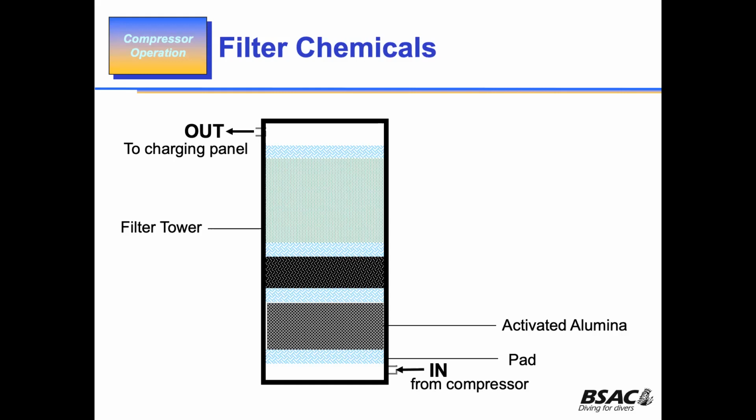I do know. Activated alumina will take out the moisture, but it will also take out other things as well. It's the first place the air goes to. It goes through the activated alumina, which filters any moisture and particulate matter out of the air. Then it goes up through a pad. The first layer is activated alumina, followed by another pad, followed by activated charcoal. Activated charcoal takes out the vapors and a few other things.